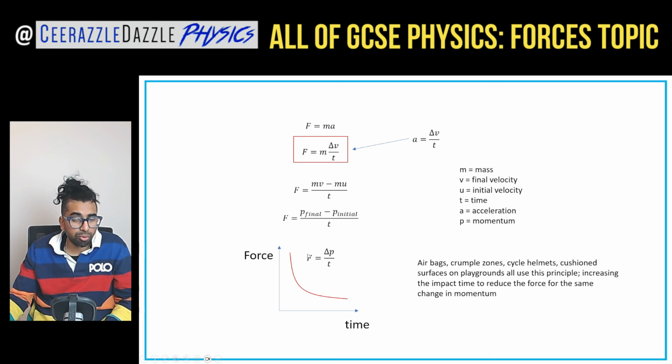So yes, force is equal to the change in momentum divided by time taken, and if we look at the graph of force versus time, we can see they're inversely proportional to each other. And airbags, crumple zones, cycle helmets, and cushion surfaces on playgrounds all use this principle. They all increase the time of the collision to reduce the force experienced for the same change in momentum.